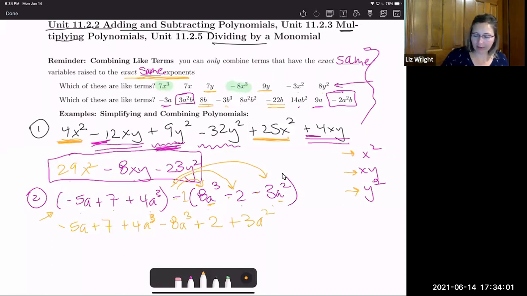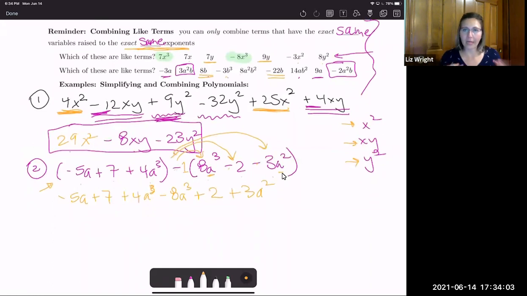Now I'm ready to think about how I am going to combine my like terms. Which one am I going to list first? We should be listing the a cubed term first, because the a cubed, a squared, a are all going to be the same letter, but we're going to put them in descending order. So we've got a cubed first, then a squared, then a, then our constant term in terms of the order that we're going to put them in.